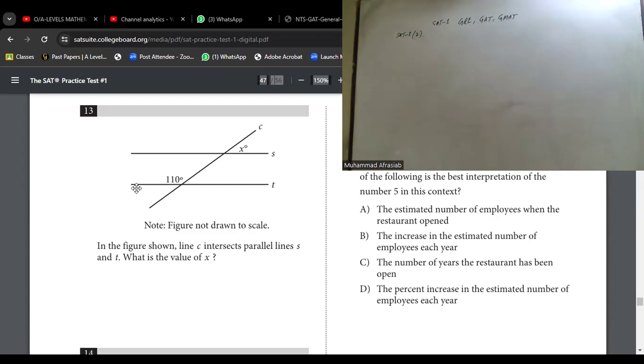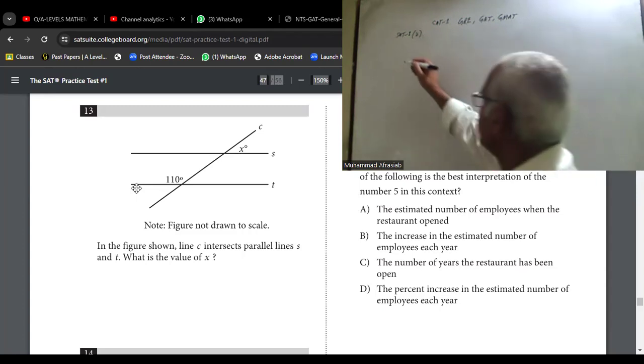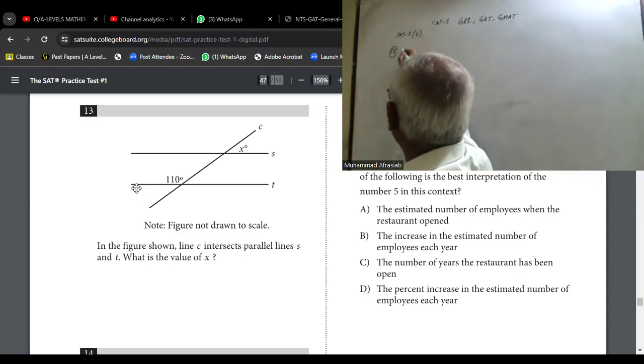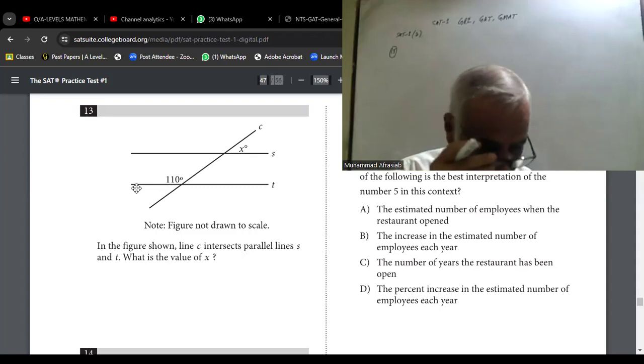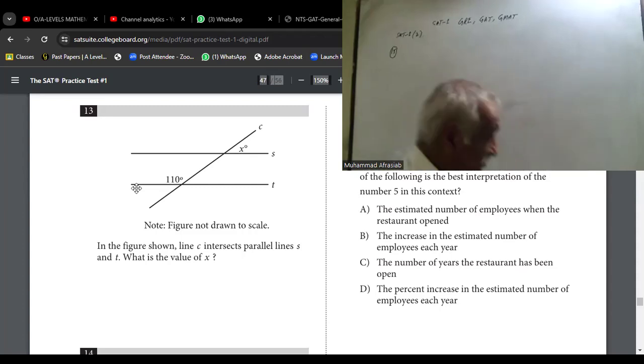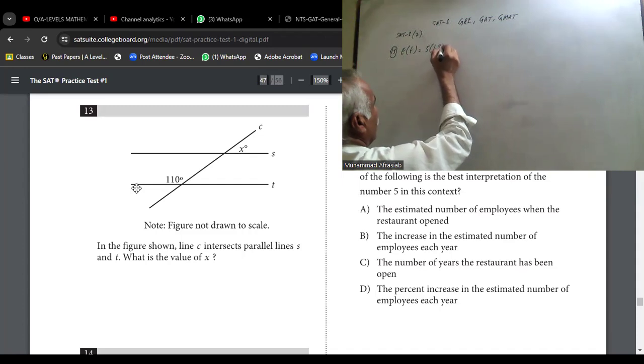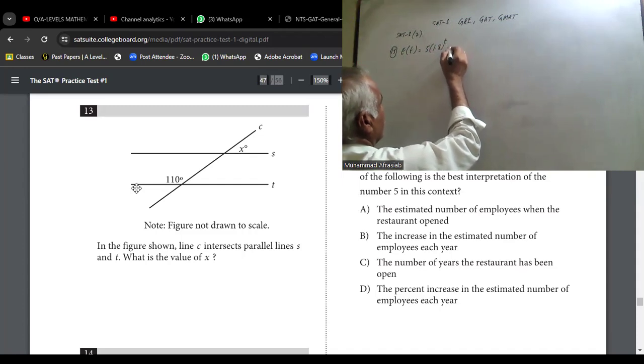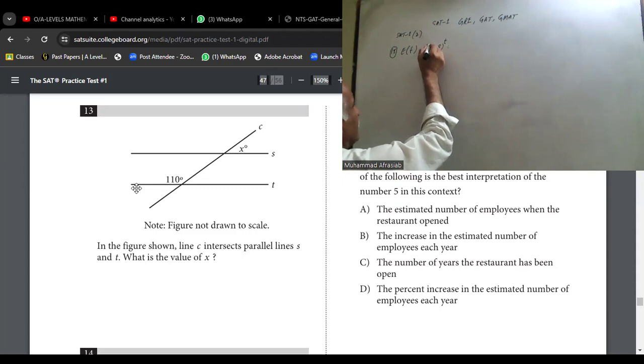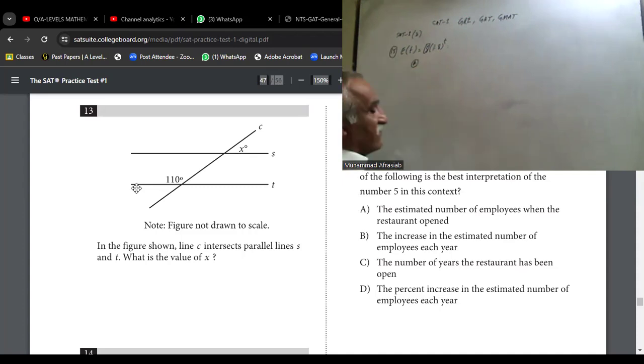The rest, parts B, C, D, are wrong because they do not fulfill the conditions. E of t is equal to 5 times 1.8 to the power t because we are starting from the initial value. So 5 is the initial value of that. So the answer is A.